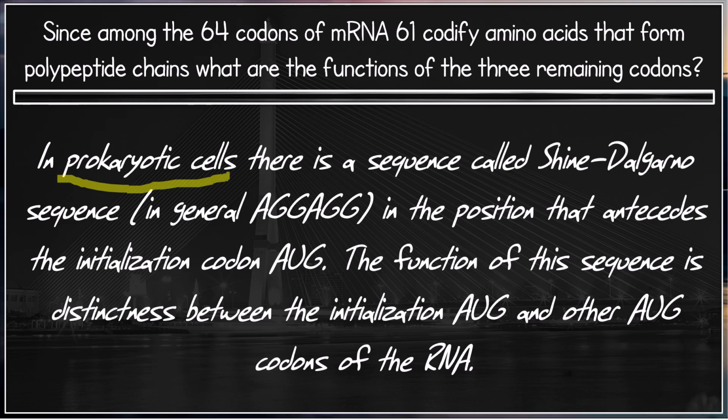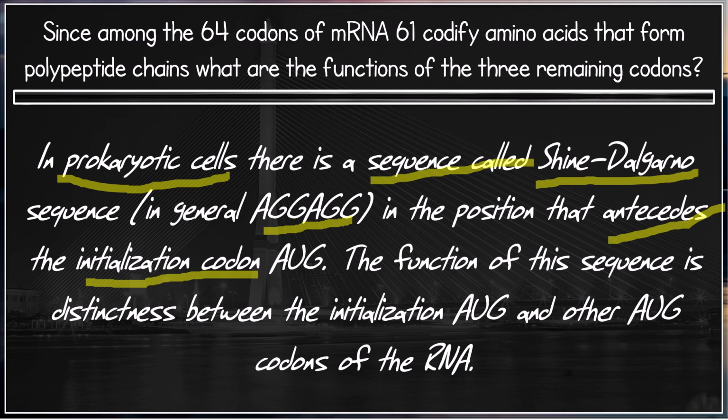In prokaryotic cells, there is a sequence called the Shine-Dalgarno sequence. In general, adenine, guanine, guanine, adenine, guanine, guanine, in the position that antecedes the initialization codon adenine uracil guanine. The function of this sequence is to distinguish the initialization adenine uracil guanine from the other adenine uracil guanine codons of the RNA.